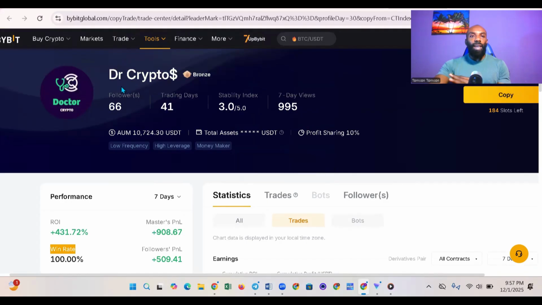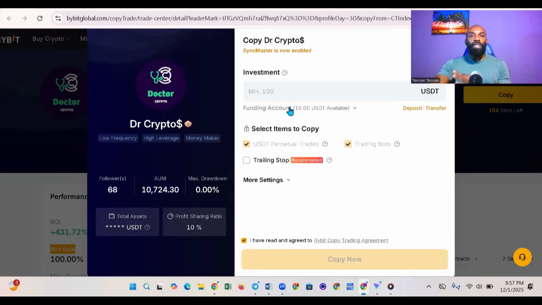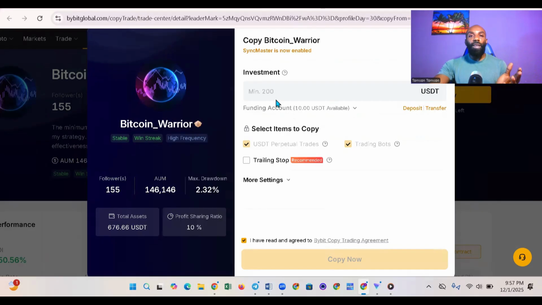So let's check out this other guy, this Dr. Crypto. If you click on this copy trade here, for this one, you can see if you have $100, you will be able to copy his trade, okay? So you can see his own is quite less. Now, for some of the traders, you can even see $50, okay? But in this case, let's go with this one that we are looking at already.